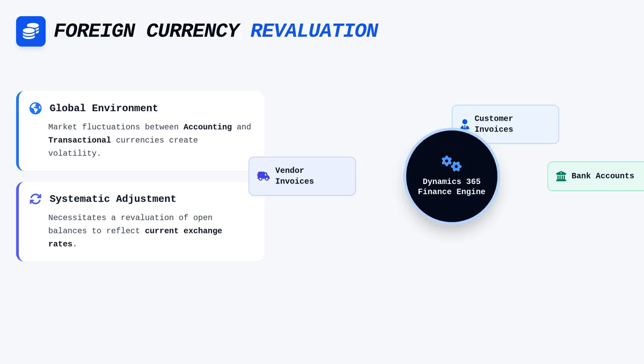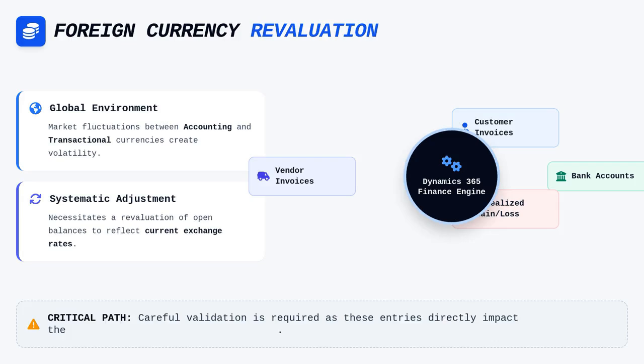This calculation generates unrealized gain or loss entries, which are essential for presenting an accurate snapshot of your financial exposure. It is a precise task that requires careful validation, as these entries directly influence the current month's financial outcomes before the books are officially closed.